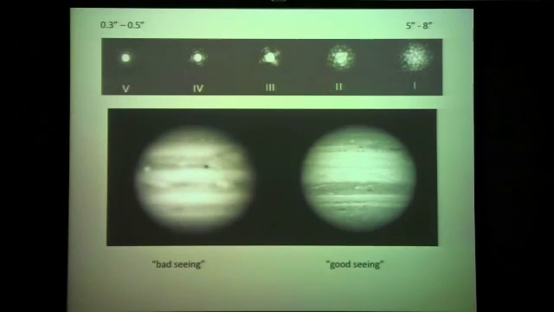See Jupiter on the left in bad seeing, and Jupiter on the right in good seeing. You can just call it blurry vision and good vision. On the top, you see 5 different images of a single star. On the left is a really good image of a single star. On the right is a really bad image. On the right, you see what are called speckles. On the left, you see what's called an airy diffraction pattern.